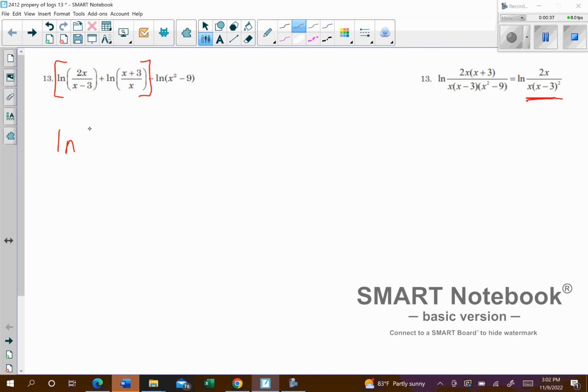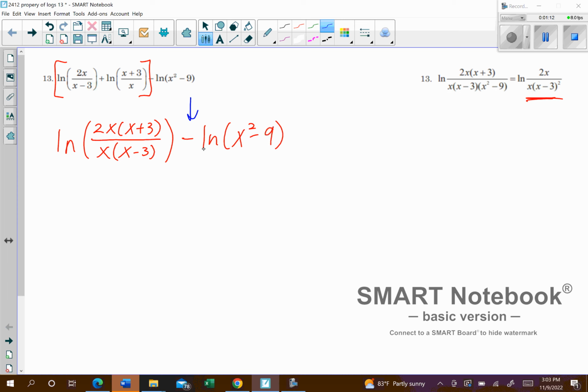So we're going to end up with the natural log of 2x times x plus 3 divided by, and here I'm going to put the x in front. It just looks a little bit nicer. And then I have x minus 3 here. So that's the first part, and then minus natural log of x squared minus 9. And this part is going to be the quotient rule because we're subtracting here. And so you're going to create a quotient among these right here.